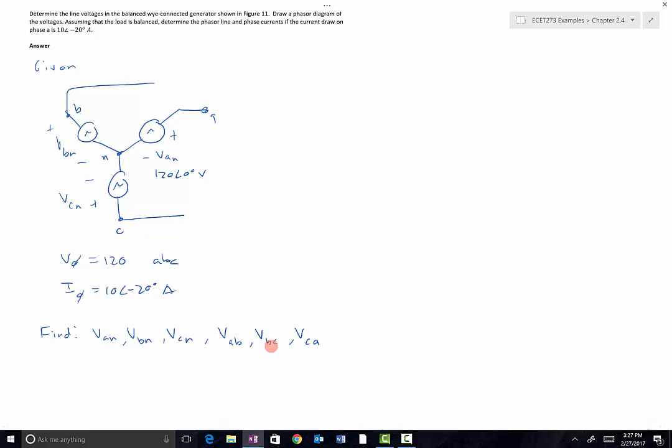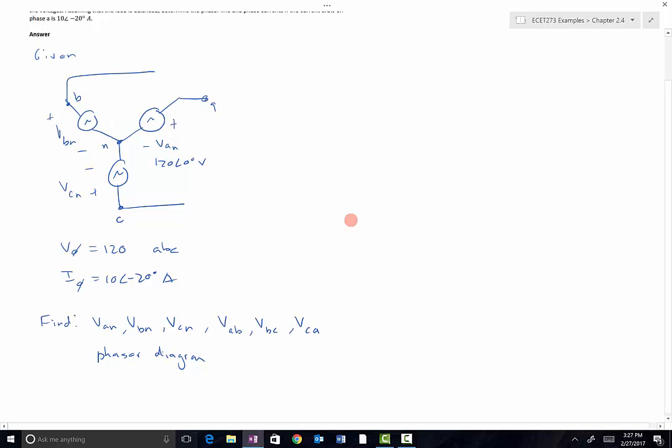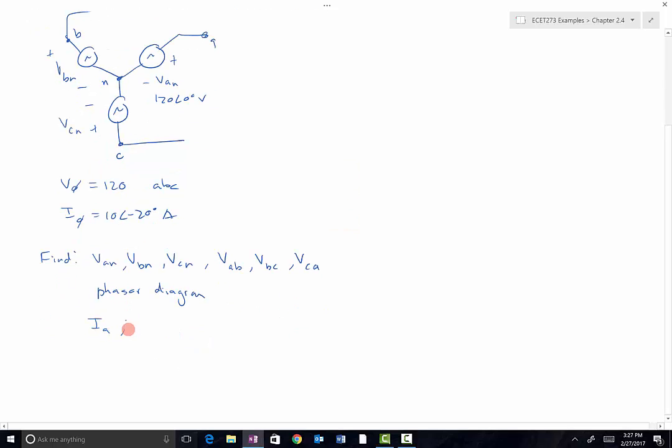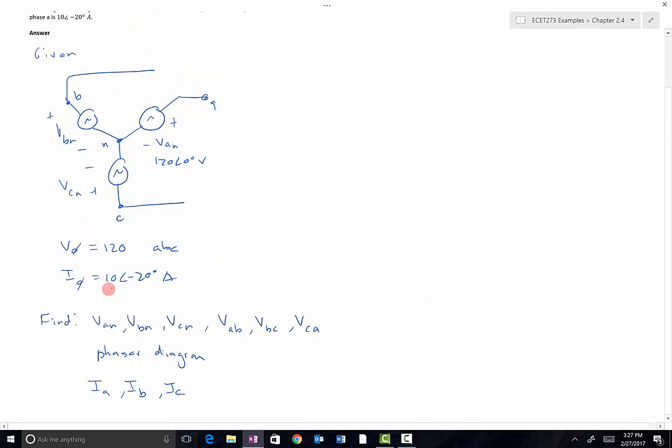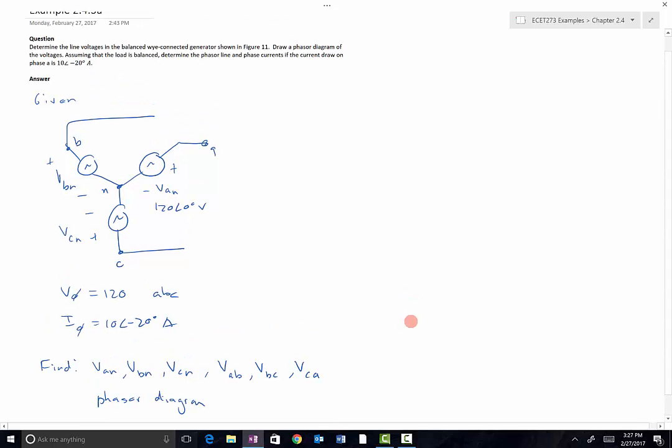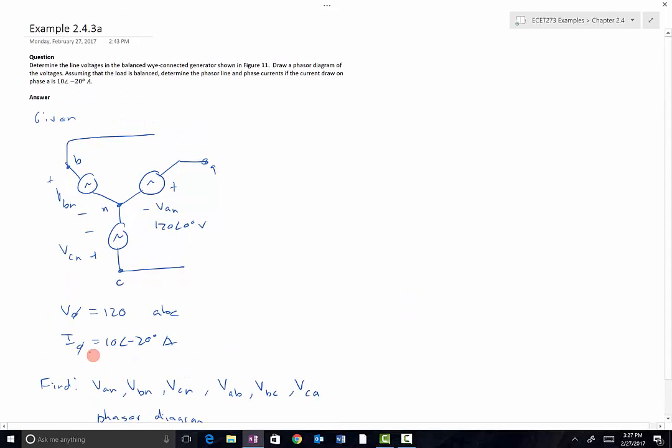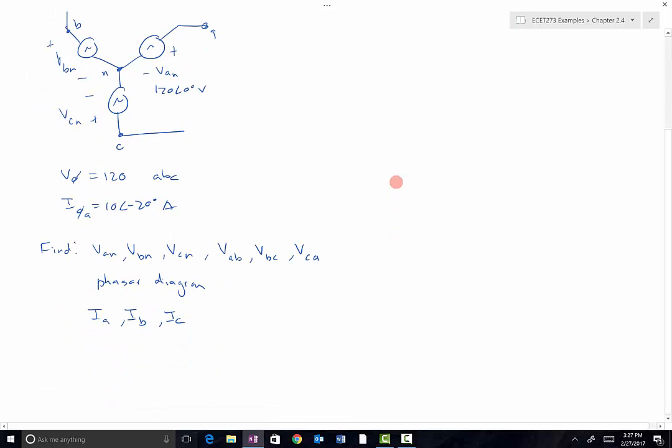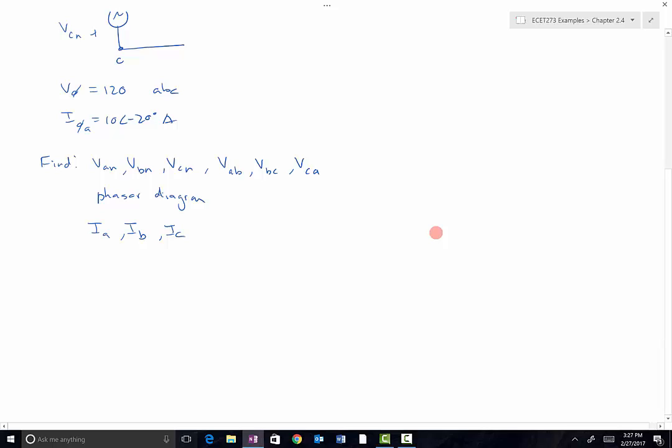We're then asked to draw the phasor diagram. And then we have to determine the phasor line and phase currents given this. In the Y system, the line and the phase currents are the same, and so we just need to find IA, IB, and IC if we know what phase they told us that was. Phase A. I phase A is equal to 10 at angle negative 20.